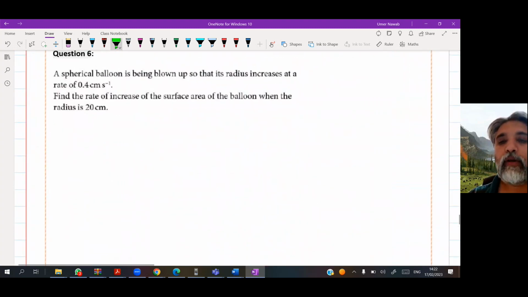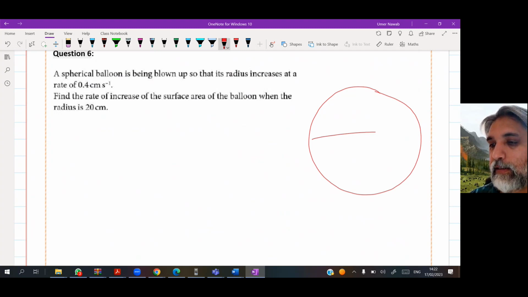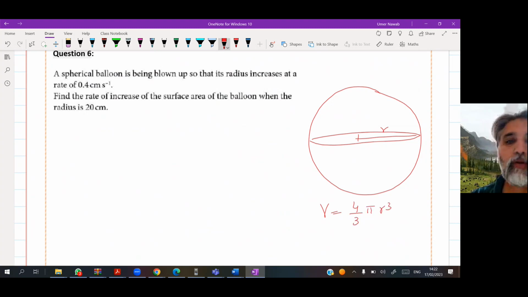Next question, he's talking about a spherical balloon. So a spherical balloon, guys, it's like this. It has a radius r. So what is the volume of a sphere? The volume of a sphere is 4 over 3 pi r cubed.